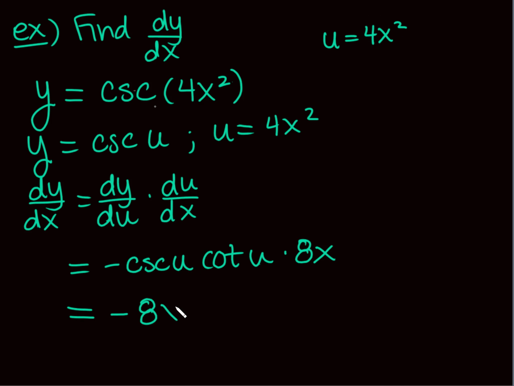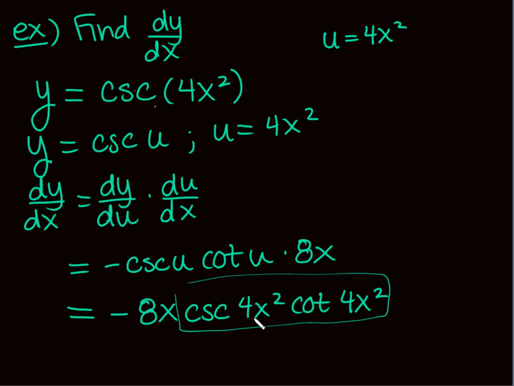So I have a negative 8x cosecant of 4x squared cotangent of 4x squared. Okay, this, you guys, is the derivative of the outside while leaving the inside. When I say leave the inside, I'm being a little bit lazy. What I really should be saying is take the derivative of the outside and evaluate it at that inside function. Okay, so that's really what I mean.